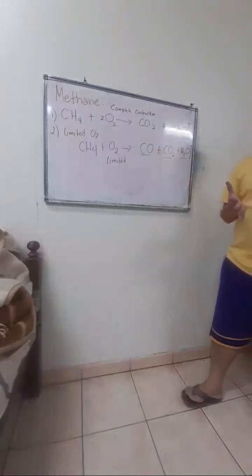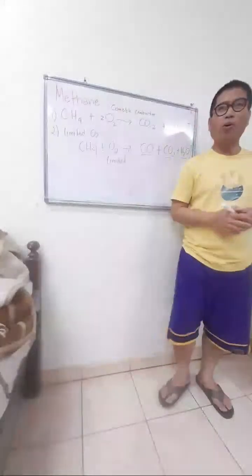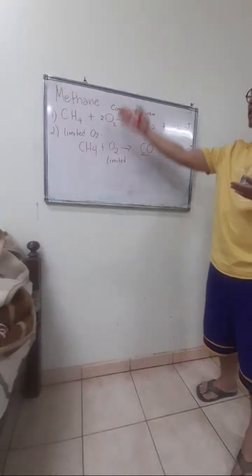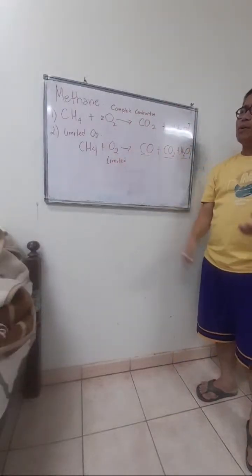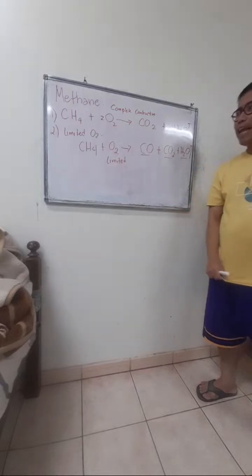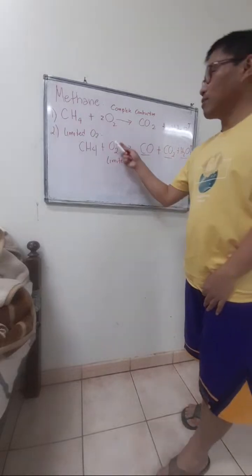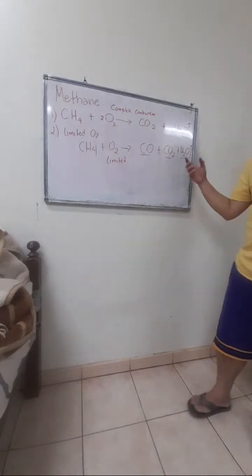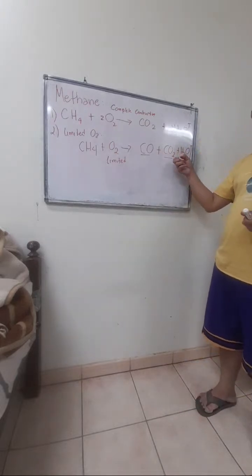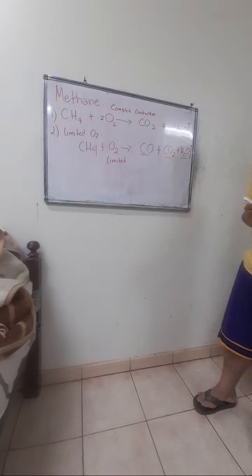This is just a continuation of my first part because I was interrupted a while ago. I have already written the examples. Now, limited oxygen gas. So your product will be carbon monoxide, carbon dioxide plus water vapor. How can you balance this one?